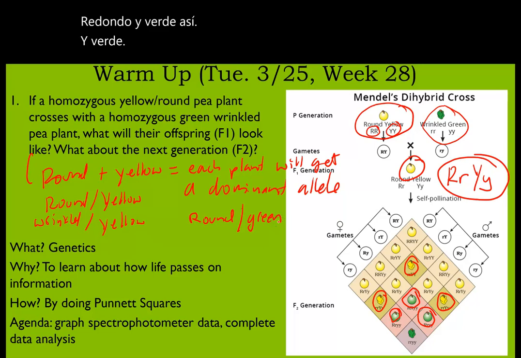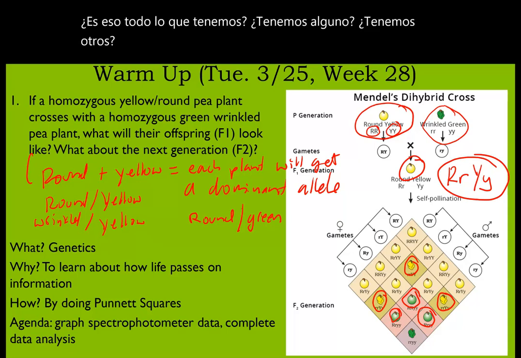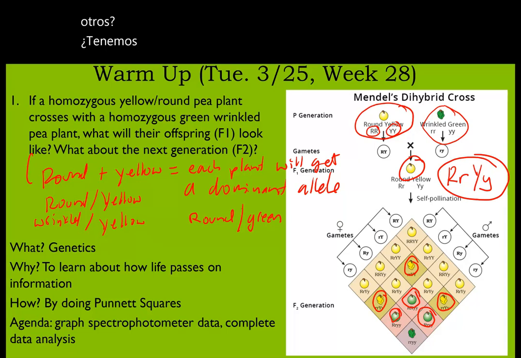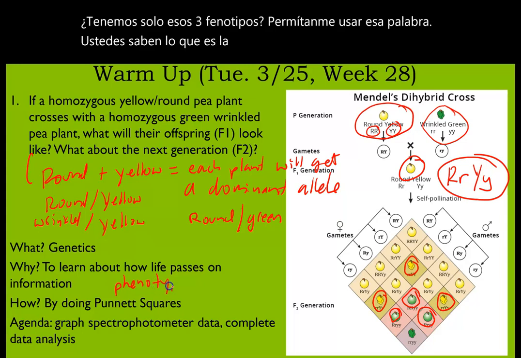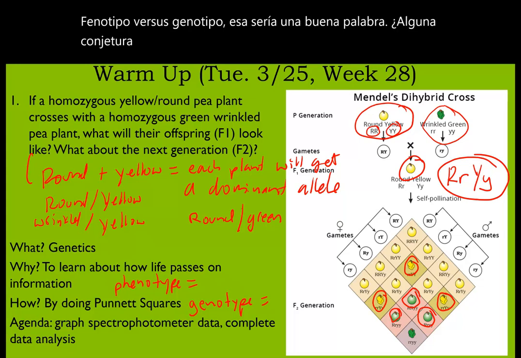And is that all we got? Do we have any others? Do we have just those three phenotypes? Let me use that word. You guys know what the word phenotype means? Phenotype versus genotype. That'd be a good word to define. Any guesses on that? Annabelle, any guesses on that?